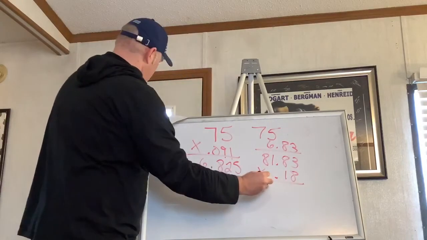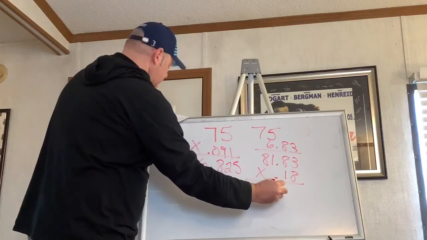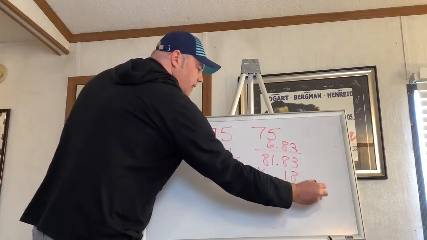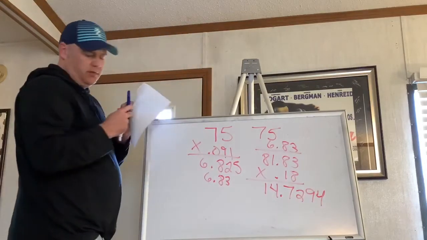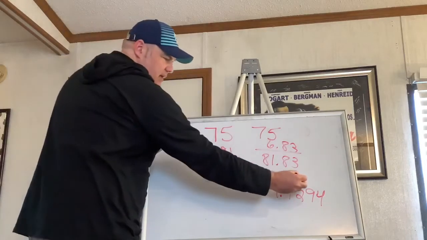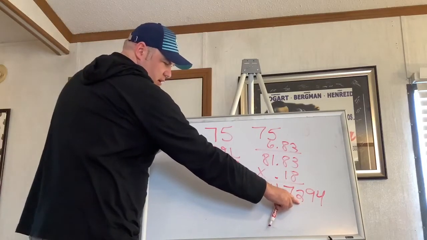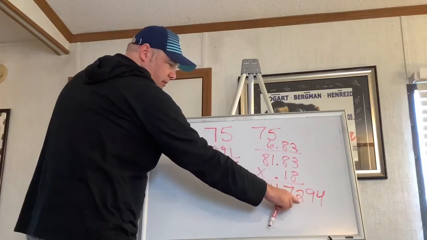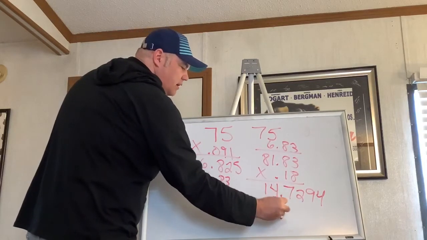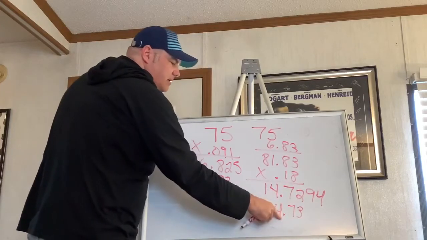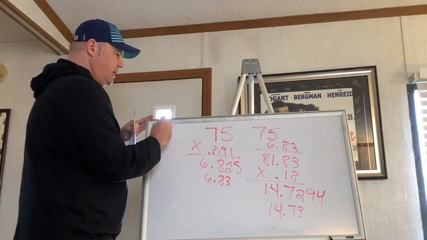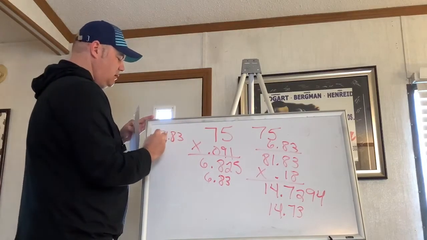is 14.7294. Now, once again, our money ends right here, this 2. It's going to go up a penny. It's going to go up to 3 because that's 5 or higher. So this is 14.73. That's my tip. So I'm going to take my total before my tip and add my tip in.